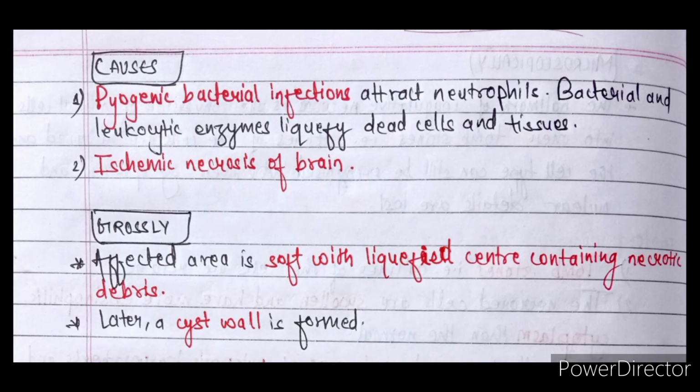So what are the causes of liquefactive necrosis? If any organ is infected by bacteria, then bacteria will kill the cell with the help of liquefactive necrosis. So the number one cause is pyogenic bacterial infections, which attract neutrophils. Bacterial and leukocytic enzymes liquefy dead cells and tissues. Number two cause is ischemic necrosis of brain.